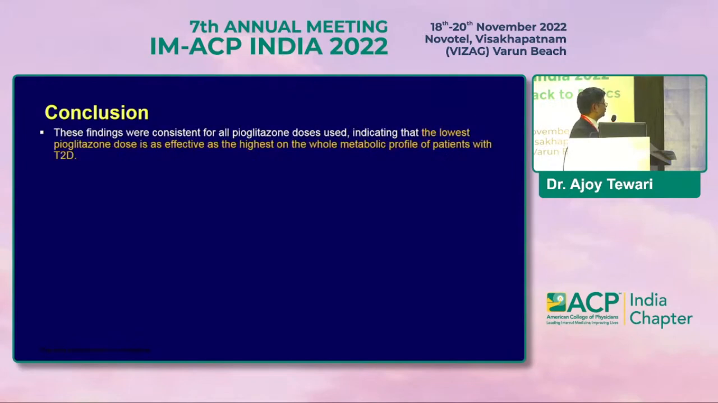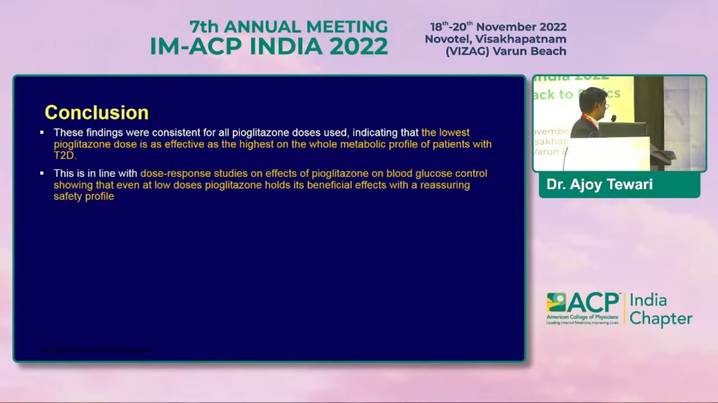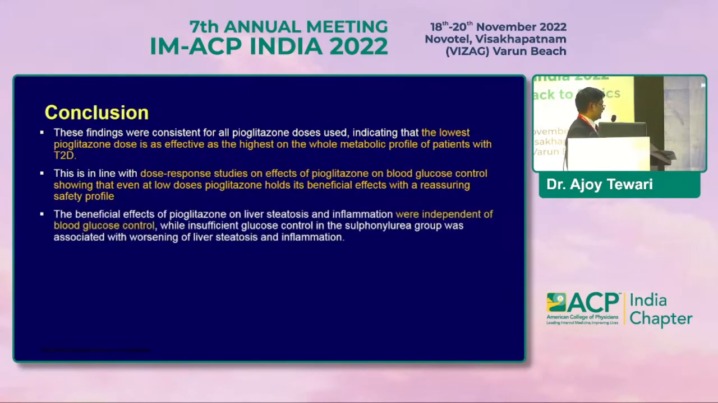So the lowest pioglitazone dose is as effective as the highest on the whole metabolic profile of patients with type 2 diabetes, and the dose-dependent studies on effects of pioglitazone on blood glucose control show that even at low dose, pioglitazone holds its beneficial effects with a reassuring safety profile, and the liver steatosis and inflammation were independent of the blood glucose control.